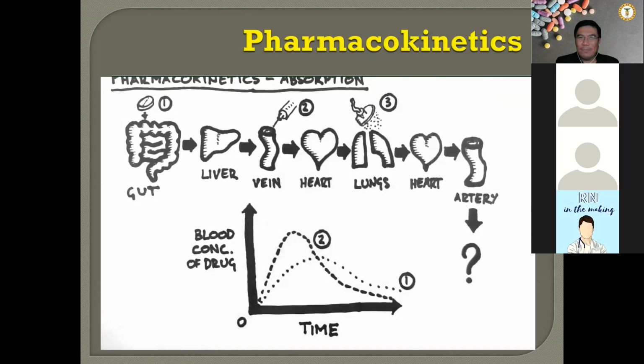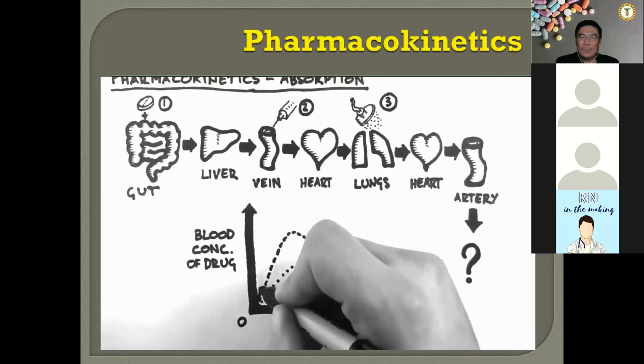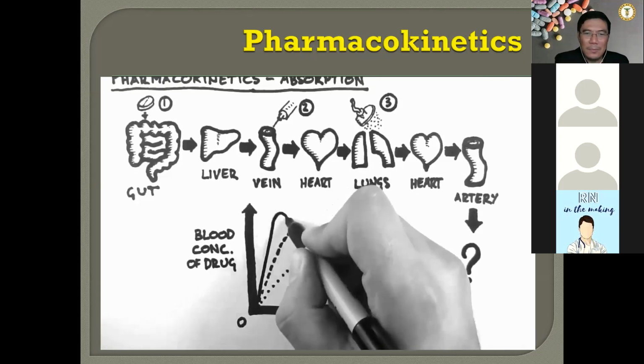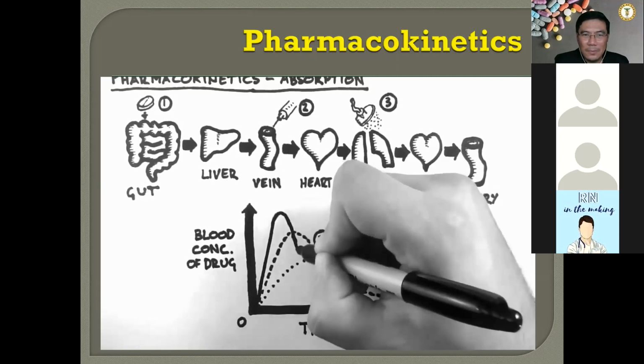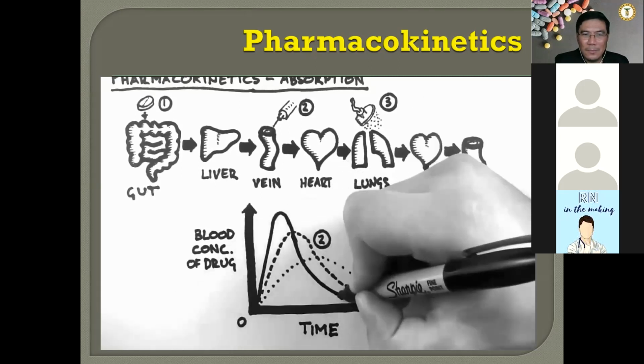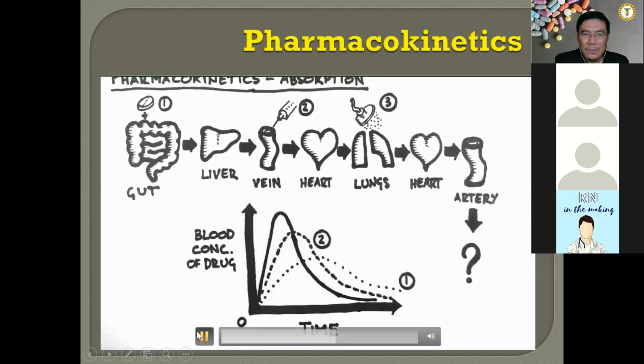Many anesthetics are actually given this way. The drug now only has to go to the heart and then straight on to the arterial circulation. This means we will see the concentration of the drug shoot up very quickly. So note the much larger Cmax and the even smaller Tmax via this route of administration.